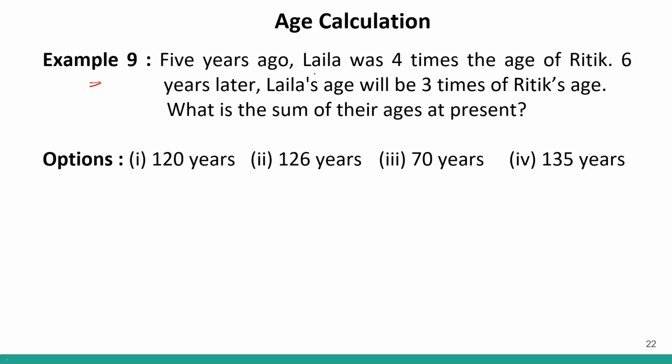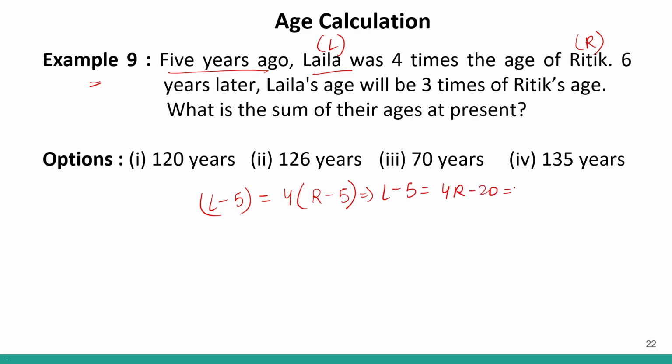Question number 9. 5 years ago, Laila was, let's say Laila's present age is L, 4 times the age of Ritik. Ritik's present age is R. Okay, so 5 years ago, Laila minus 5, it was 4 times the age of Ritik minus 5. So if I solve this, I can say L minus 5 equals to 4R minus 20. Correct? So L will be equal to, if I take 5 this side, it will be positive. So it will be 4R minus 15. This will be equation number 1.